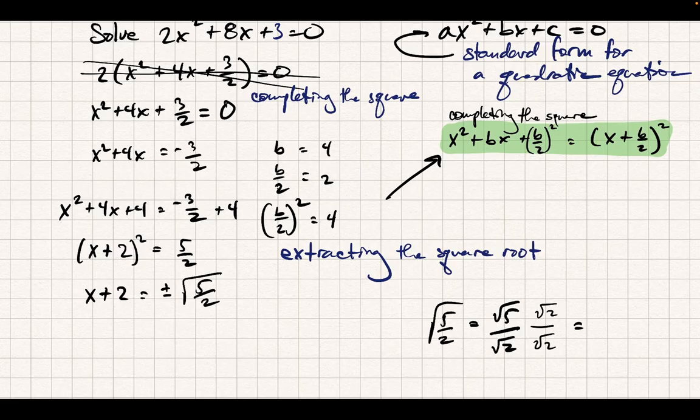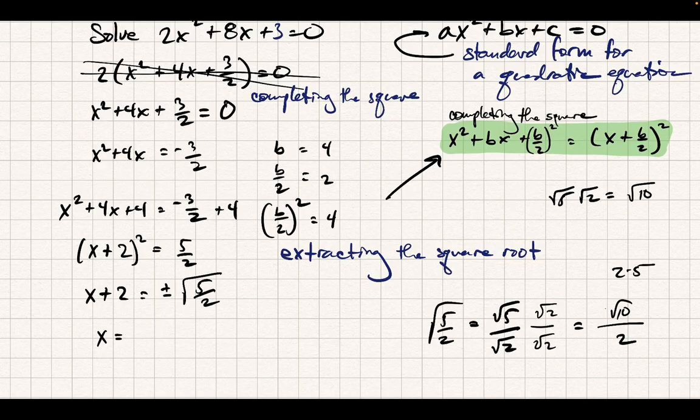Okay, so what's on the numerator? Square root of 5 times square root of 2 is square root of 10, over 2. Can I simplify square root of 10? What are the factors of 10? 2 and 5. Right. There are no squares here, nothing that I can take out of the square root. So let's solve for x.